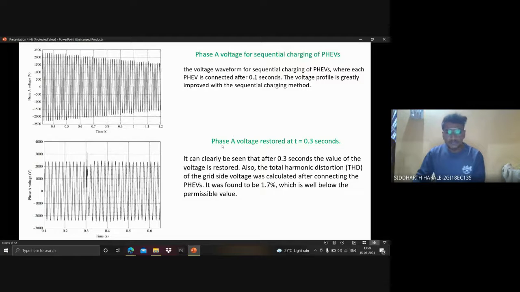And the last one is phase voltage restored at time 0.3 seconds. The total harmonic distortion of the grid side voltage was calculated after connecting the PHEVs. It was found to be 1.7%. And the next part will be explained by Somerao Deshpande.